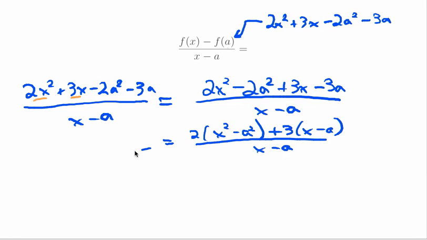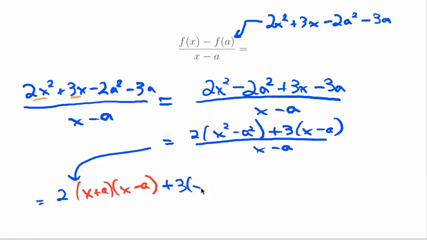I'm going to move this all over here so I can have some room. So this is 2 times, now x squared minus a squared, this term here, factors into x plus a times x minus a. And that's a big deal. Plus 3 times x minus a. And this is all over x minus a. Right, so now I'm going to highlight this in orange. Look at what we have. I have a common factor of x minus a on both terms on the top.